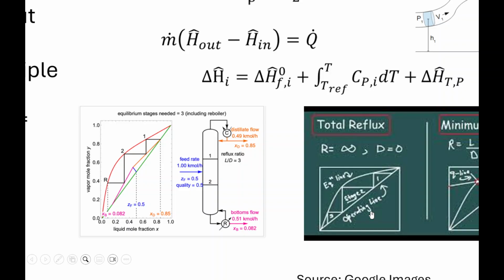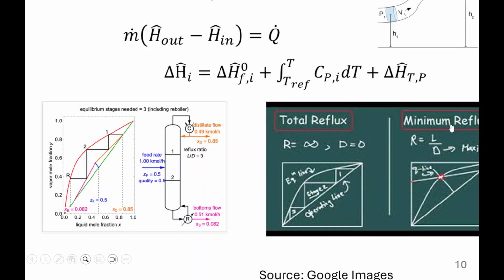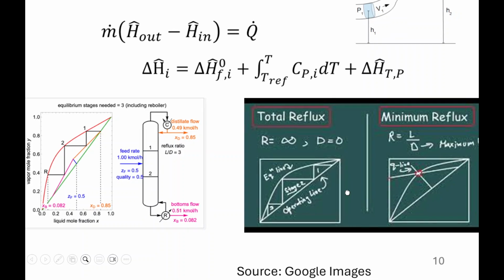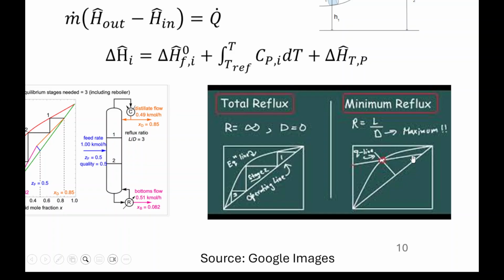The usual normal reflux ratio is basically in between the minimum reflux and the maximum reflux, or total reflux. So at normal reflux there will be more stages, and the minimum number of stages will be at total reflux, while at minimum reflux there will be an infinite number of stages required.